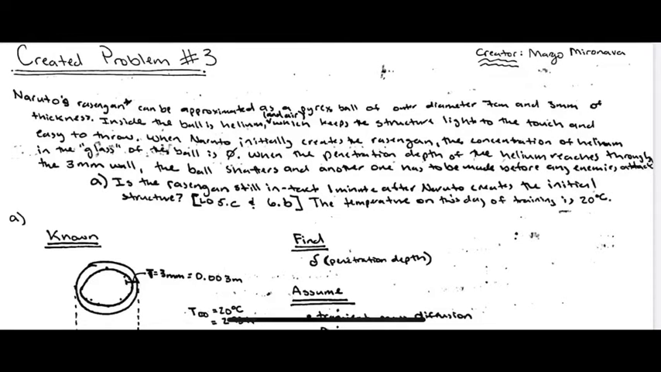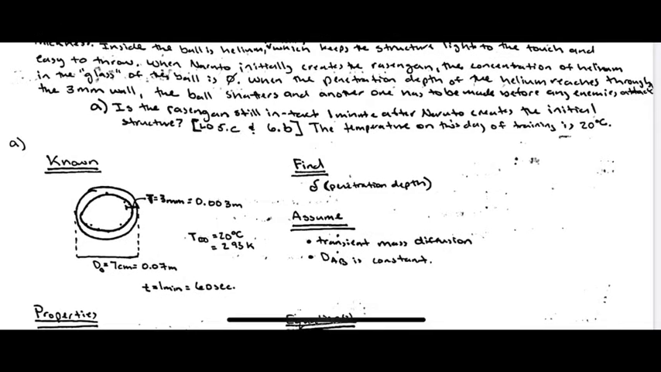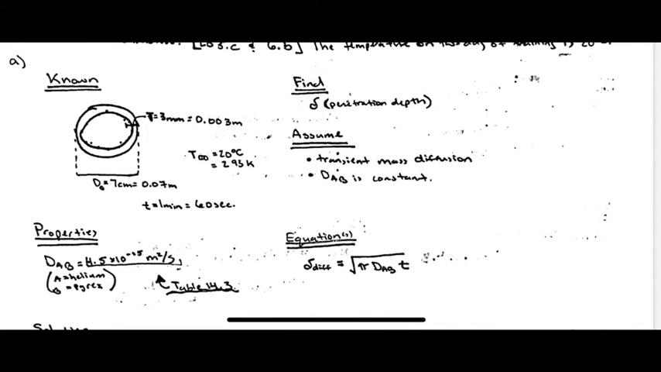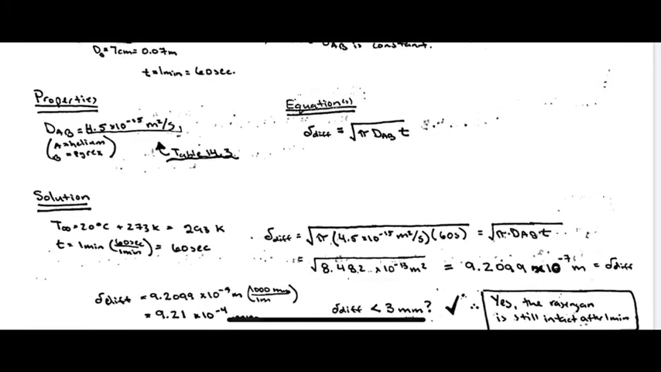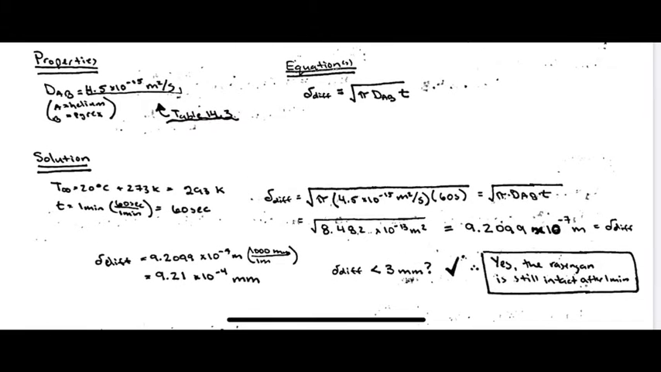For part A, from the given problem statement, a diagram is drawn. Several assumptions were made, such as that this problem is covering transient mass diffusion and that the diffusivity coefficient is constant. Properties were derived for the helium-pyrex diffusivity coefficient from table 14.3. After writing the correct equations, a solution was created. The Rasengan is still intact after 1 minute, as the helium has diffused less than 3 millimeters.